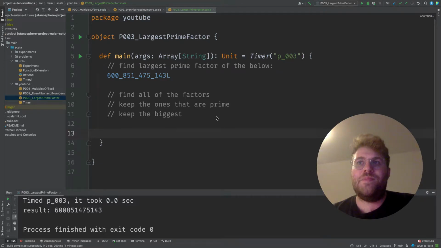Hello, welcome to Project Euler number 3, and today we will be finding the largest prime factor of this enormous number.